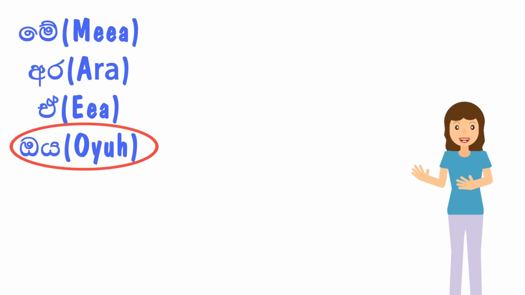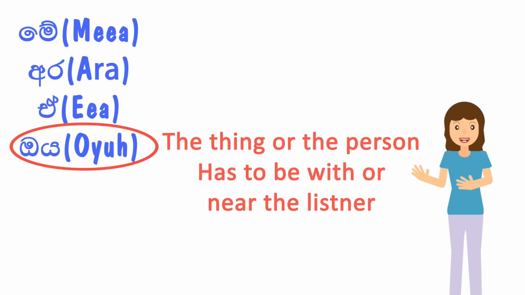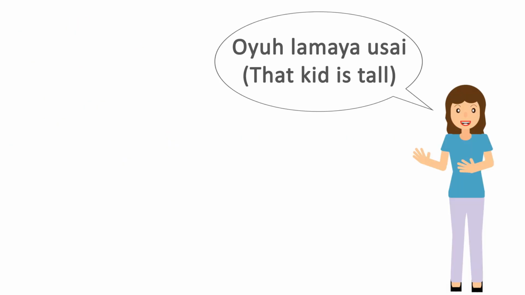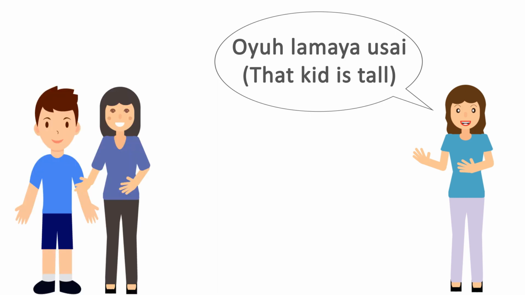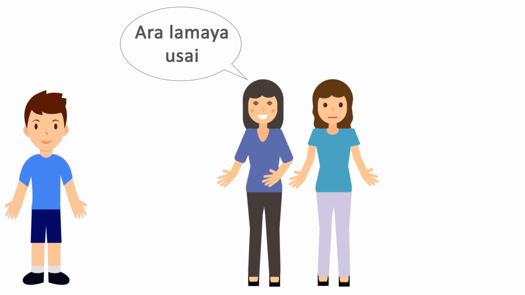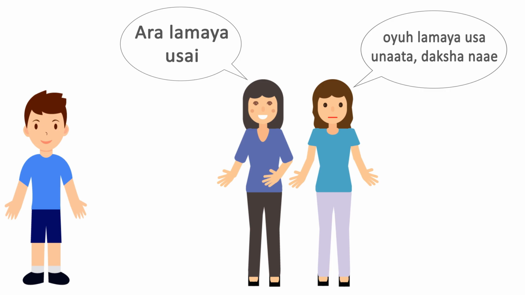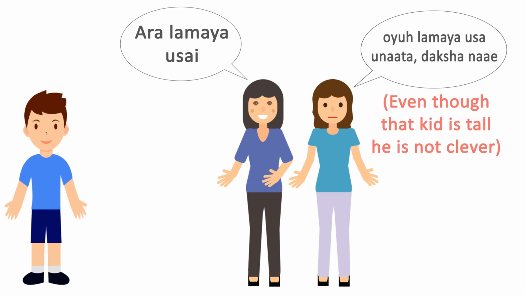To use the word oyuh, the thing or the person has to be with the listener, or sometimes it can be used to talk about something very closer to the listener. If you say oyuh lamaya usai, in English, it means that kid is tall, but that kid should be with the listener. Or sometimes it is used when somebody started talking about that person or that thing. As an example, if somebody says ara lamaya usai, you can say oyuh lamaya usai unata daksha naha. Even though that kid is beautiful, he's not clever. It's rare to use it like this. Normally, people use a instead of oyuh in this type of situations.